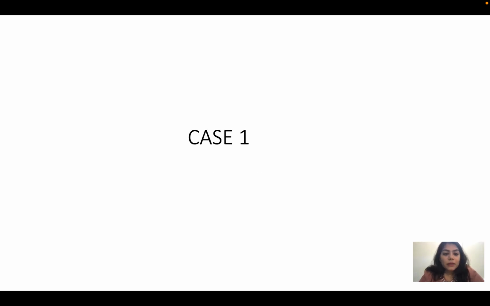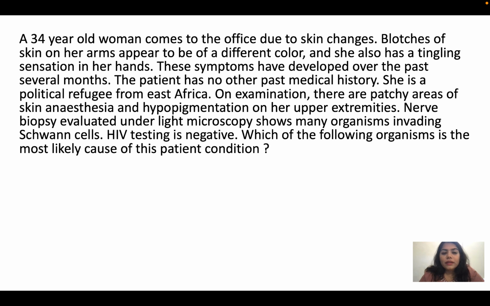Beginning with case 1. A 34-year-old woman comes to the office due to skin changes. Blotches of skin on her arms appear to be of a different color, and she also has a tingling sensation in her hands. These symptoms have developed over the past several months. The patient has no other past medical history. She is a political refugee from East Africa.